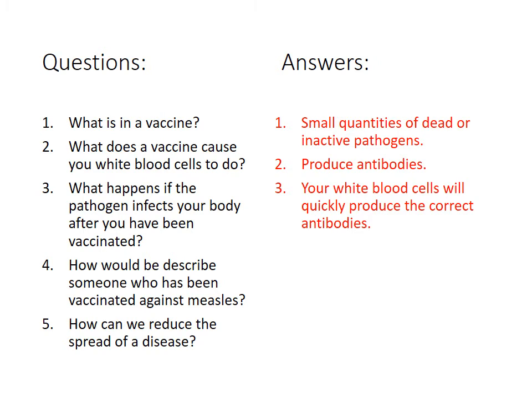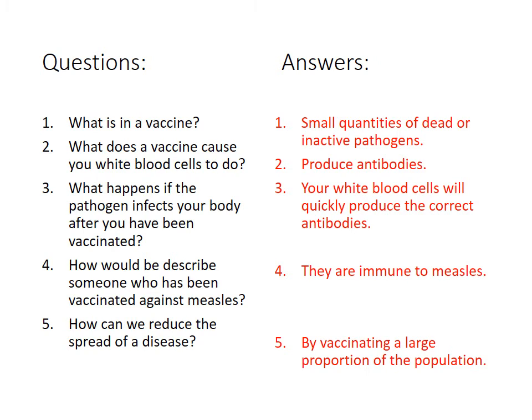How do we describe someone who's been vaccinated against measles? We would say that they are immune to measles. And how can we reduce the spread of the disease? By vaccinating a large proportion of the population. So that is our herd immunity ideas. Right, make sure you've marked and corrected your answers, please.